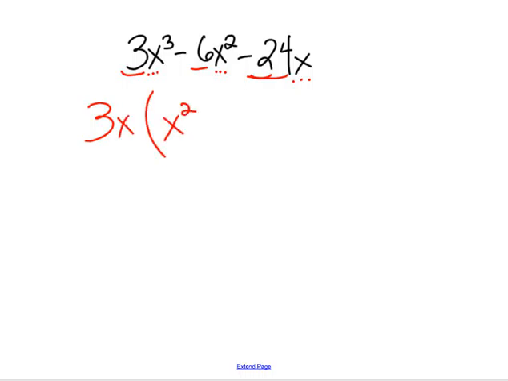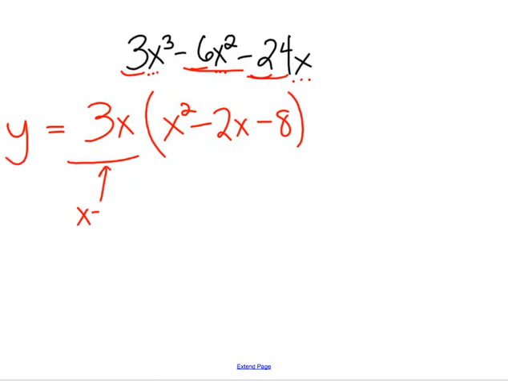Because 3x times x squared gives me 3x to the third. 3x times negative 2x gives me negative 6x squared. And then 3x times negative 8 gives me negative 24x. So a common factor is a really important piece. Because remember, if this was a polynomial and I was trying to graph it, this would tell me one of the zeros is when x is 0. If x is 0, the whole polynomial will be 0. And that should make sense even from the original. You should see that if x is 0, that will be a root, an intercept in your function.